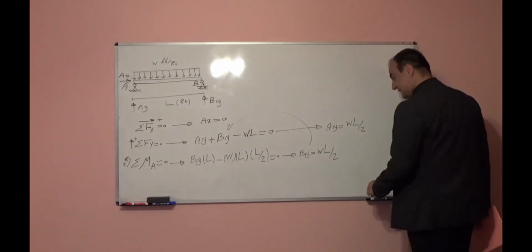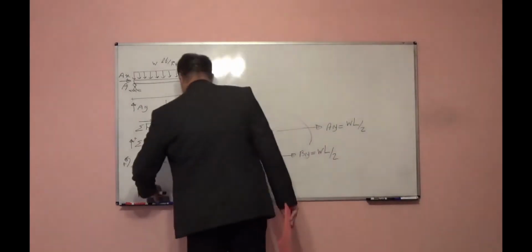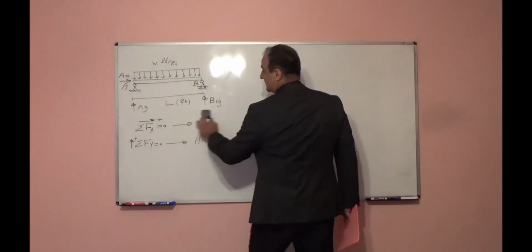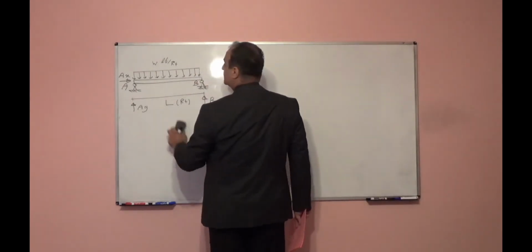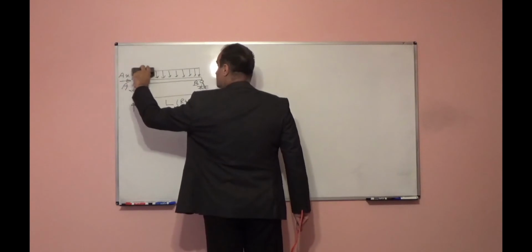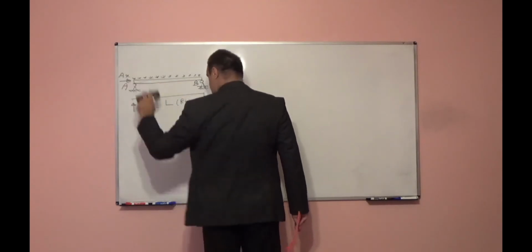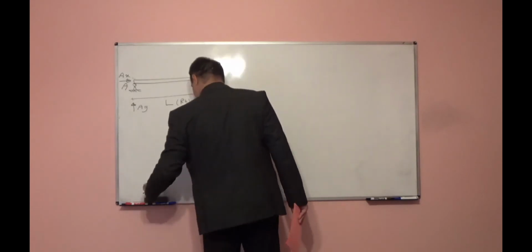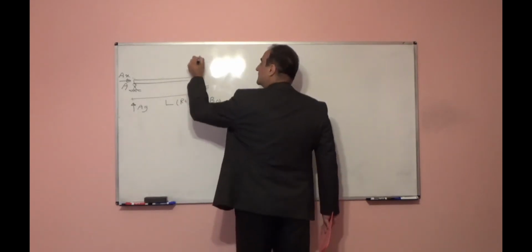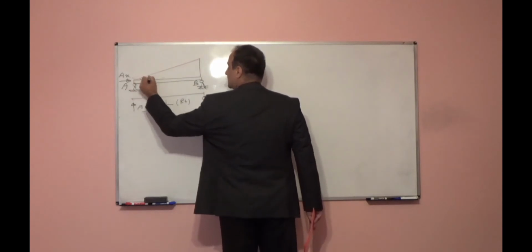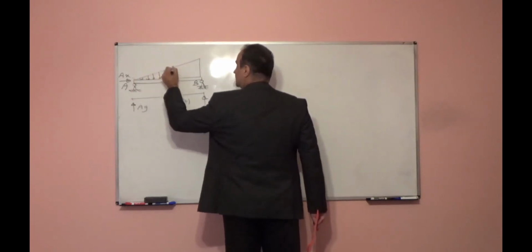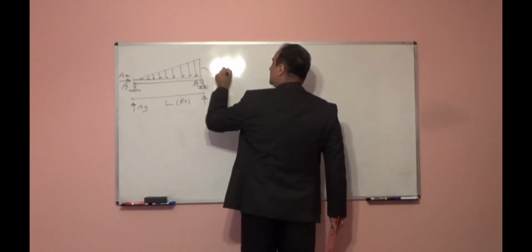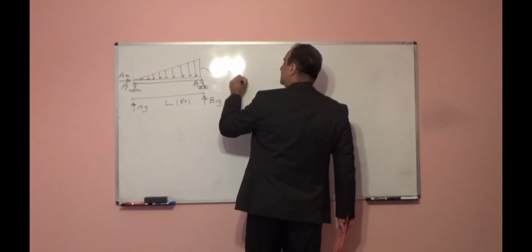This is a very simple example. Let's look at the next one. Next one is again a simply supported beam. Instead of uniform distributed load, this time assume it is subjected to non-uniform distributed load, and the shape is a triangle like this, and here it is W pound per feet.